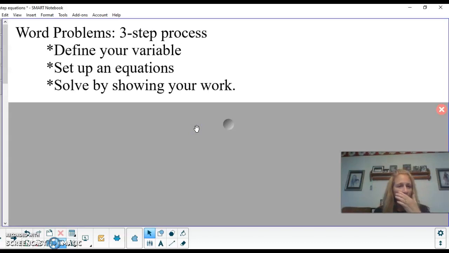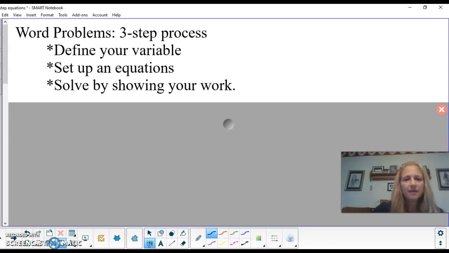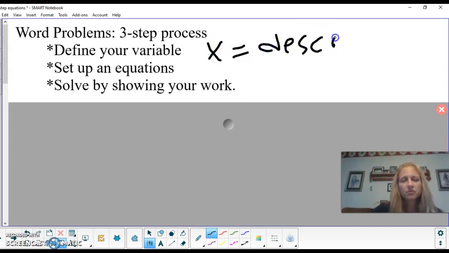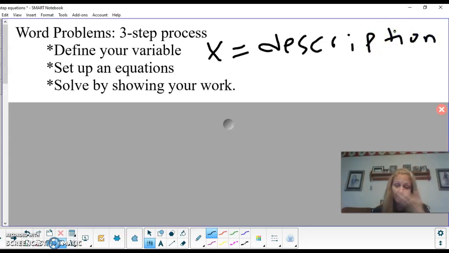So remember, we're going to define our variable. That means you are going to put x equals, and you're going to write a description of what x equals. So a lot of the time it's whatever they're asking you to find. If it's asking you to find how many people, x is the number of people. If it's asking how many hours, x is the number of hours. If it's asking you how much money, x is equal to the amount of money. Okay, so that's how you get your x.